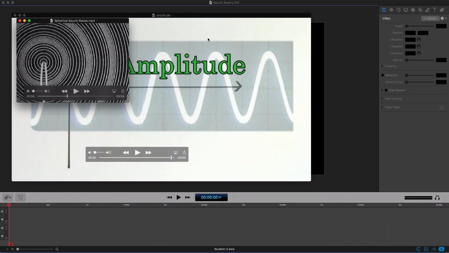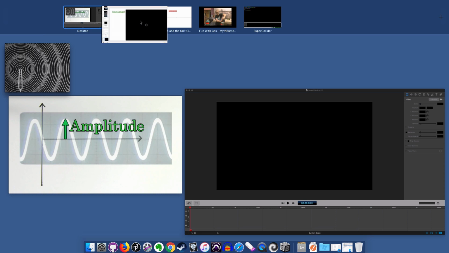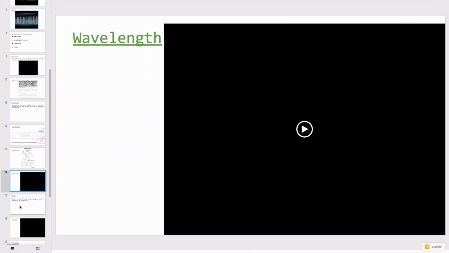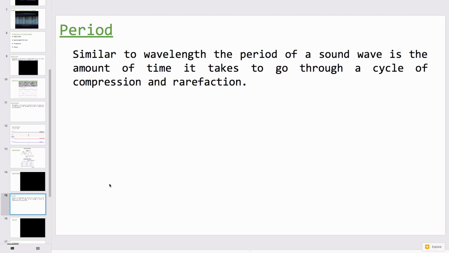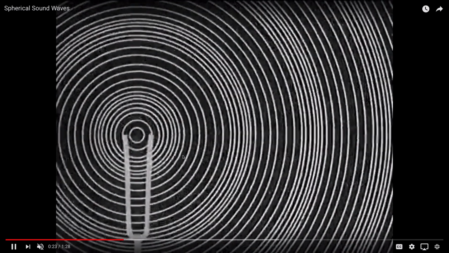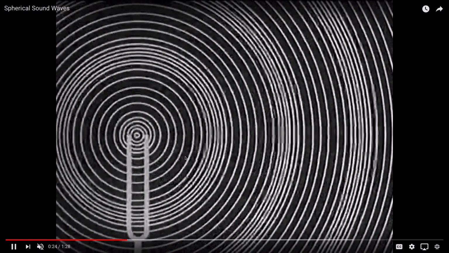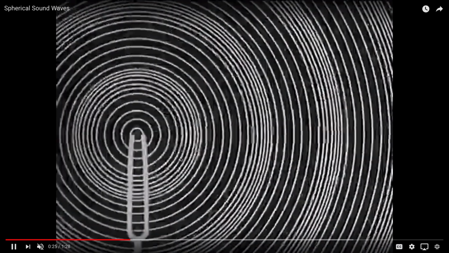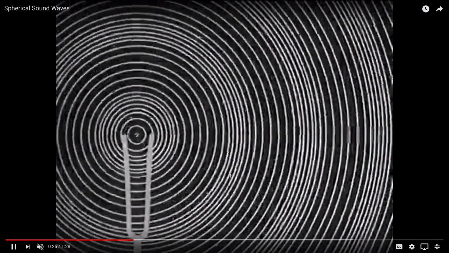Okay, so let's move on to the next one, which is period. Period is much like wavelength, except instead of the distance the wave travels to complete one cycle, the period is the amount of time it takes to travel through that whole cycle of compression and rarefaction. And you can time it too. So if I take one spot and go 1,000, 2, 1,000, 3, 1,000, 4, 1,000, 5, 1,000, it takes 5 seconds to go from peak compression to peak rarefaction.